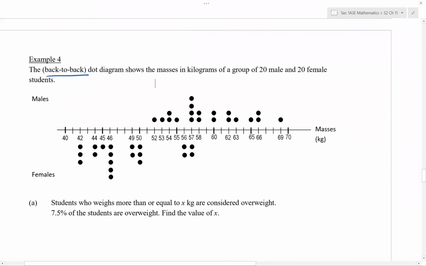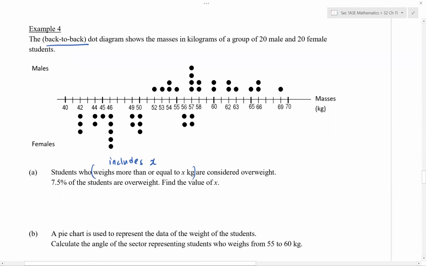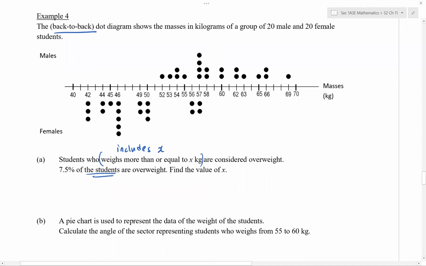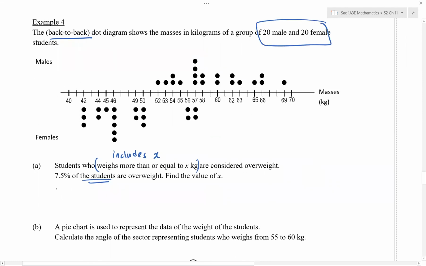So students in part A, students who weigh more than or equal to X. You have to be very careful with phrasing like this. More than or equal to X, so this includes X. They are considered overweight. So 7.5% of the students are overweight. Find the value of X. 7.5% of the students. So how many students are there? In total, we have 40 students. So 7.5% of 40 equals 3 students.